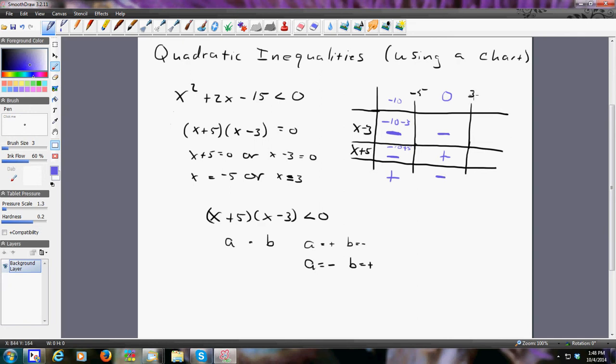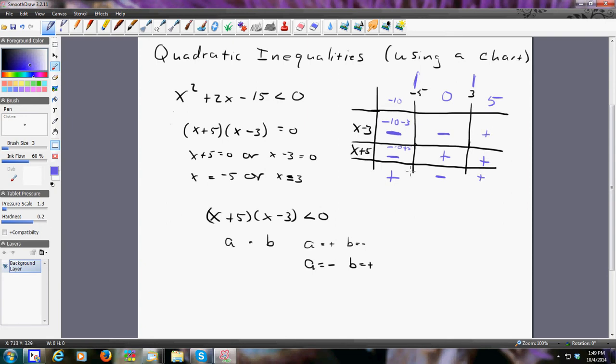And then here I just pick any number greater than 3. How about 5? Right? It doesn't matter. You can pick any number, but it just has to be greater than 3. These are like fence posts. So in between, and then on the sides. So if I pick 5, I get 5 plus 5, which is 10, which is positive. I'd get 5 minus 3, which is 2, which is also positive, and I'd get a positive.